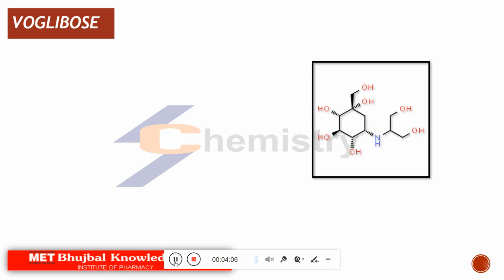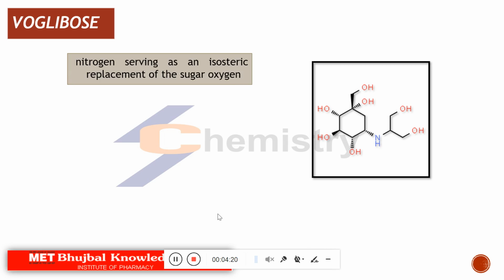Another drug from this class is voglibose. Structurally, when we compare it with acarbose, it is very simple in structure. You can observe nitrogen over here. This nitrogen has been introduced intentionally by the method of isosteric replacement, where iso means same, a structure or moiety having similar biological activity and similar steric property.